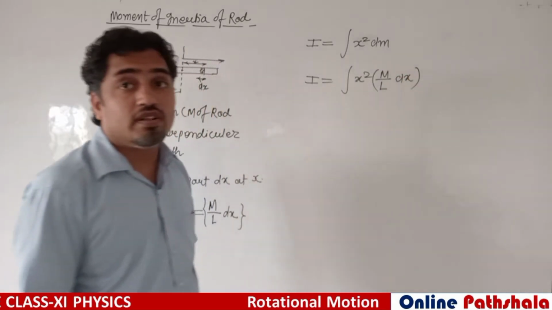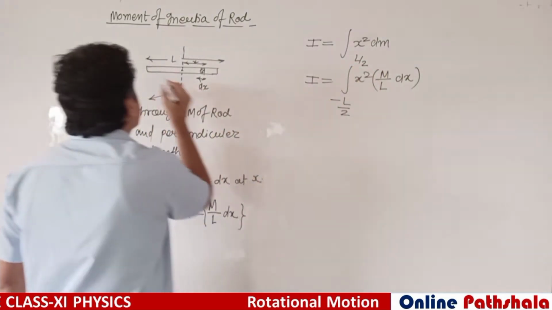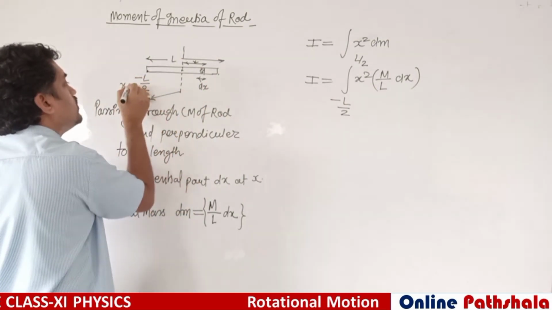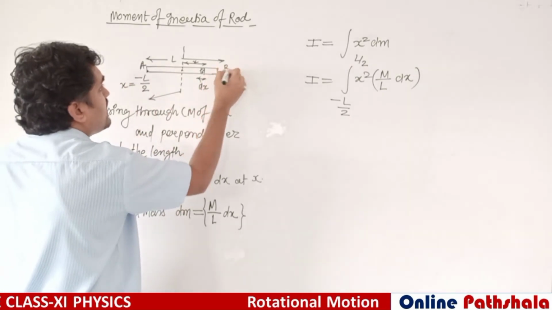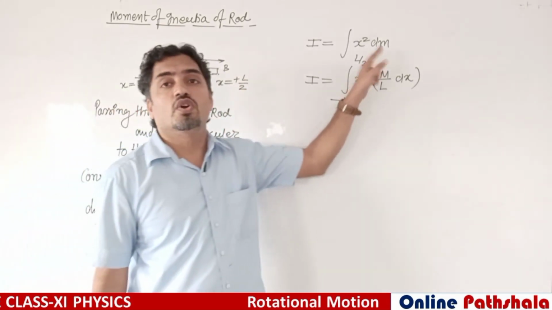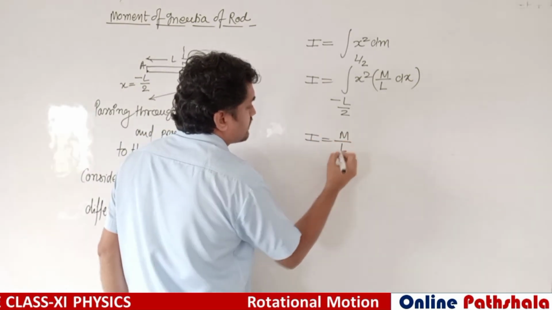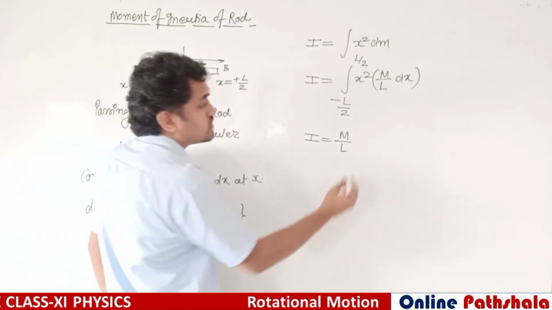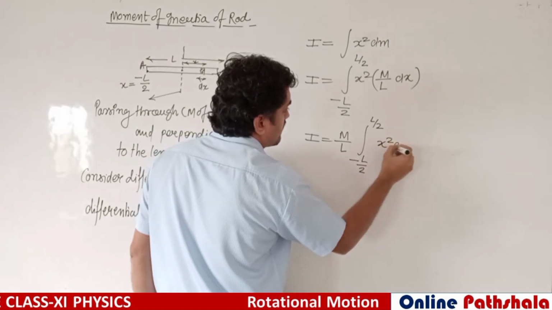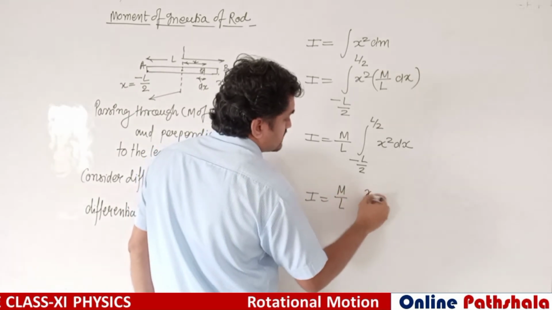What should be the limit of integration? It should be minus L by 2 to L by 2. We have to integrate from this end to this end. So x has the value minus L by 2 at this end A, and at this end B, x equals plus L by 2. Now this m by L is constant, so we integrate x square with respect to x. So I is equal to m by L times the integral of x square.